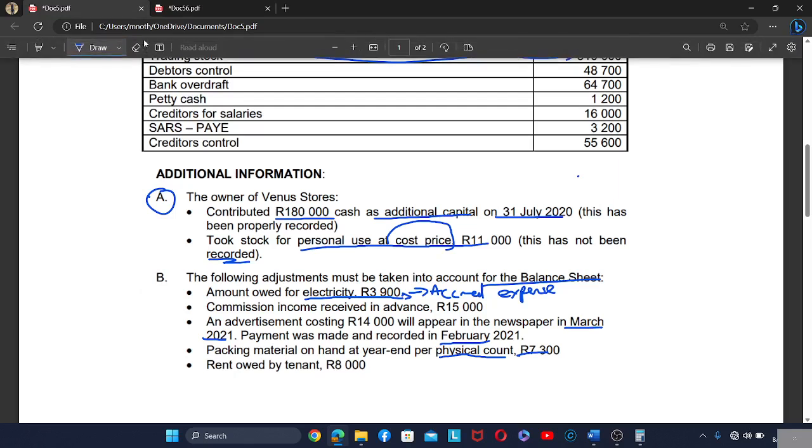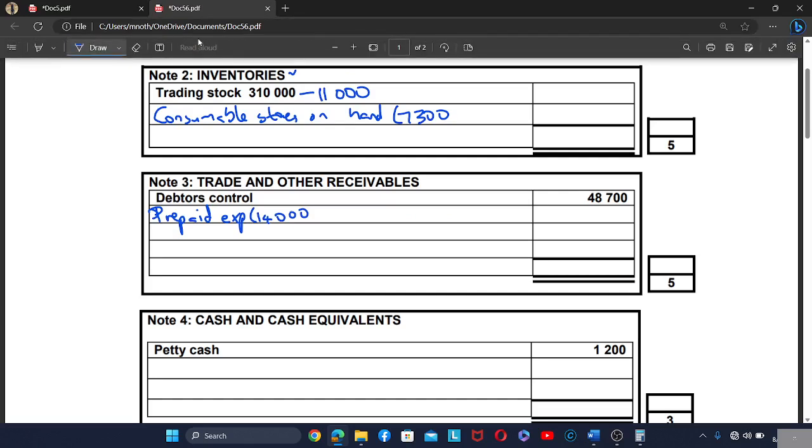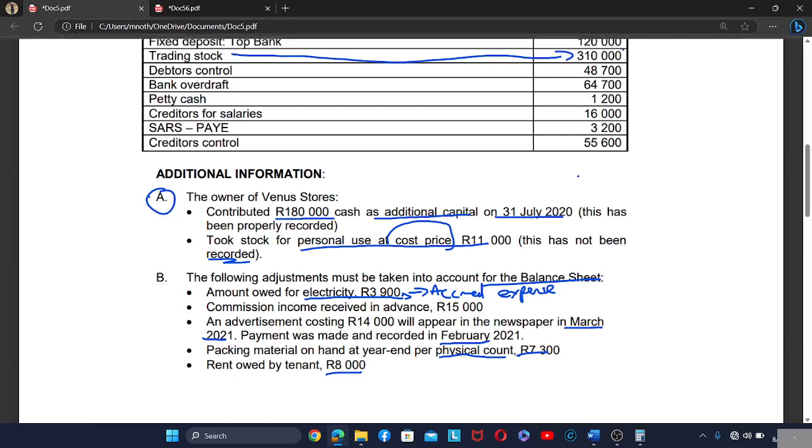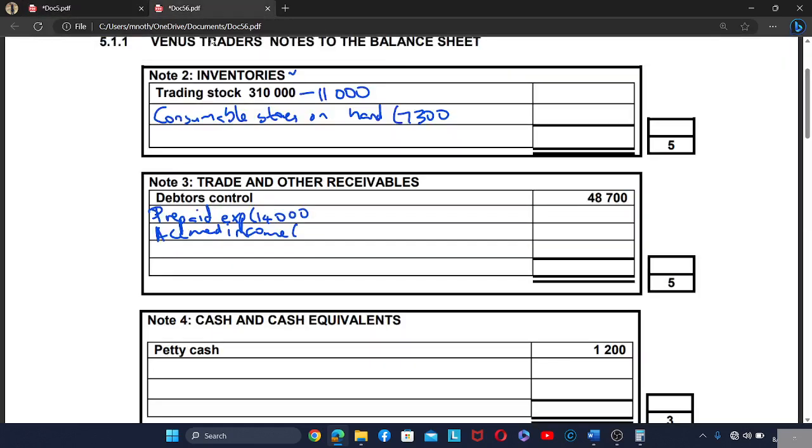Okay, and then they are saying rent owed by tenant. So the business here is being owed the rent. So meaning that that is an accrued income, which is the asset to the business. 8,000 rand.